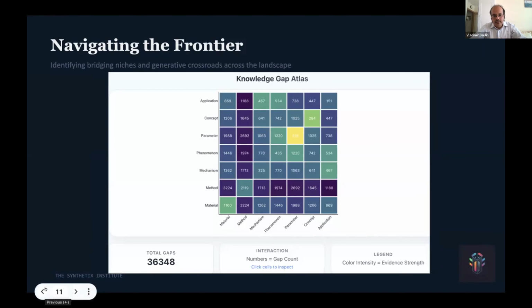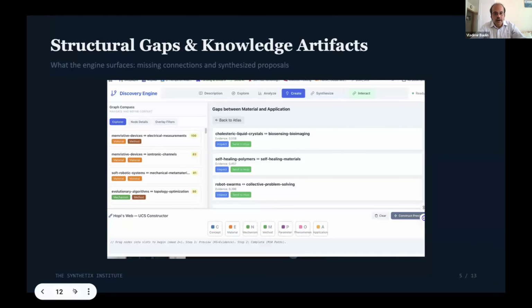And this is a knowledge gap atlas. Here the machine has found 36,000 gaps. A gap is a connection between 2 different categories. For example, we can have application and method, where we have more than 1,000 gaps. So we can see where those gaps are, and we can see they are not evenly distributed. We can go and check all of them, find those pairs within the gaps, and see the description of why these gaps exist.